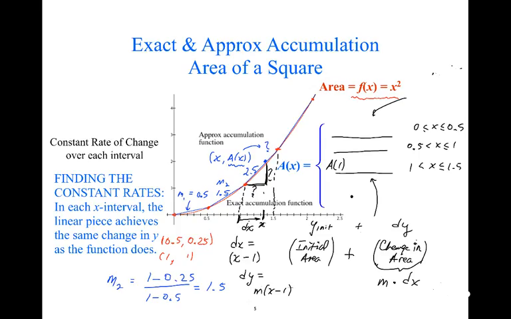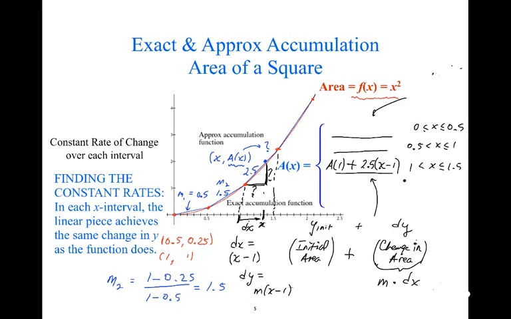So initial area plus the change in area, which is rate times the change in x. 2.5 times x minus 1. Now that's a function. Plug in any x between 1 and 1.5 and it tells you the approximate accumulated area.